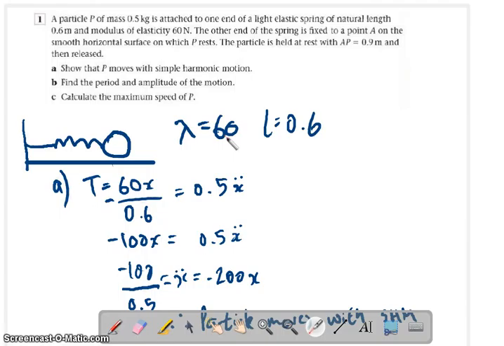on which P rests. So here's my particle P, and I've drawn a diagram with it attached to a spring, and here's my point A. So show that P moves with simple harmonic motion. We'll use this, the particle is held at rest with AP equal to 0.9 meters, in a minute.